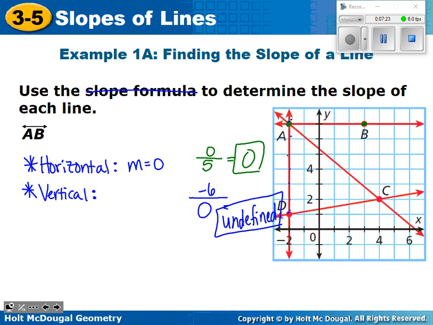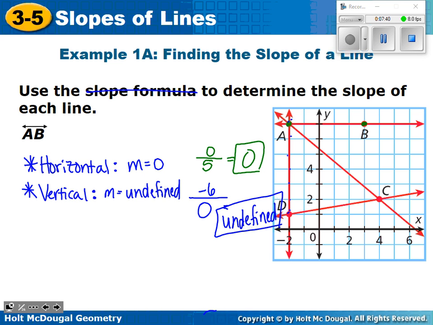Every horizontal line will be 0 slope. Every vertical line will have an undefined slope. So every vertical line you will put undefined. Chris, did you have a question? Everybody with me? All right.